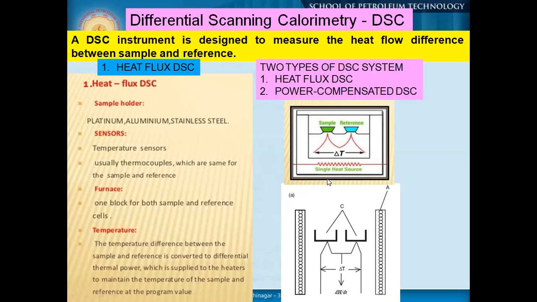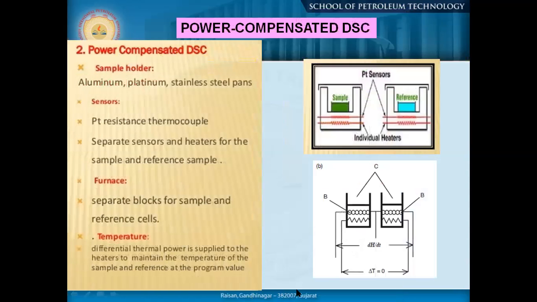We have a specific program value, and that means the heat input to the specific furnace is different. That is what we are now trying to understand with the heat flux DSC.